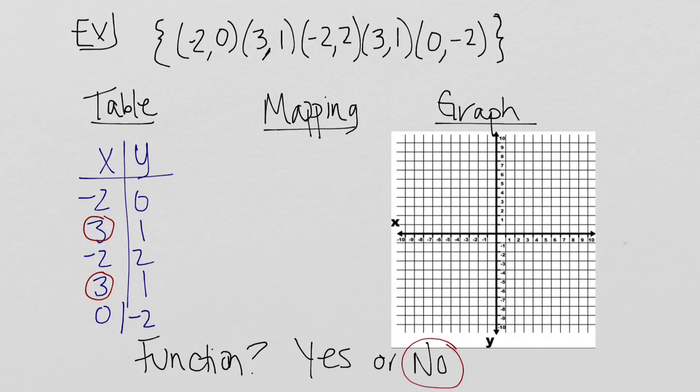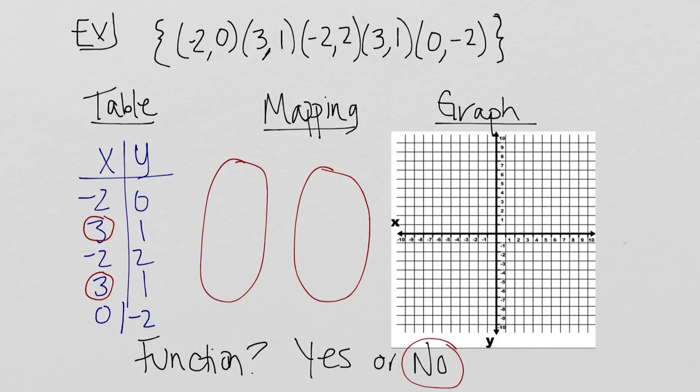Alright, but if those -2's weren't repeating and we had those 3's repeating, this would be a function because it is predictable. 3 goes to 1 both times. Alright, but for these -2's, that's where the issue comes in. So no function this time.